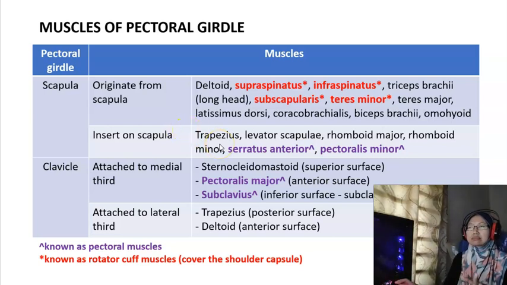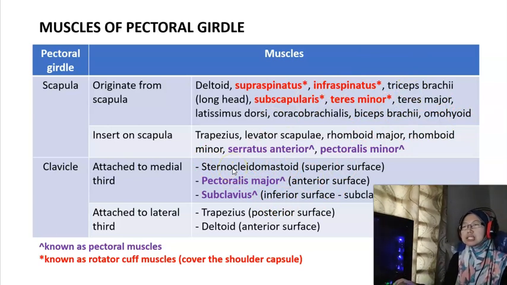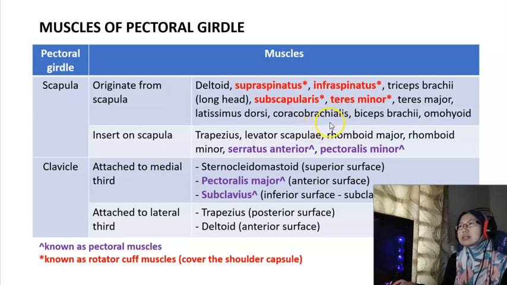Okay, of all these muscles, omohyoid and sternocleidomastoid will not be covered in my lecture because they are more towards the head and neck region. And triceps brachii, I don't know how to pronounce it. Okay, triceps, coracobrachialis, and biceps brachii, I will cover these muscles in another lecture.